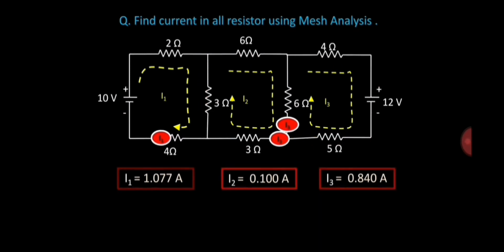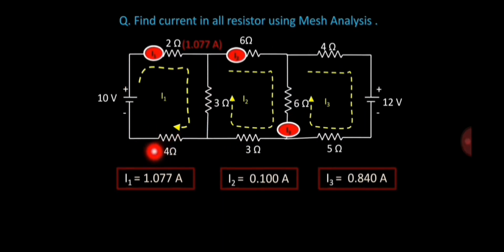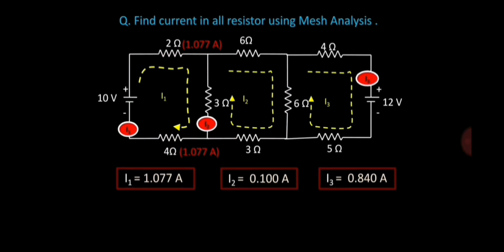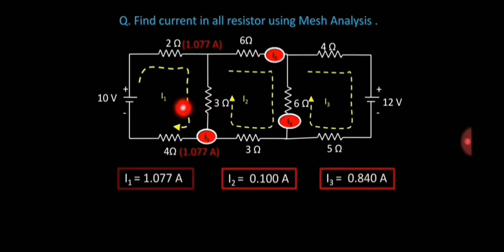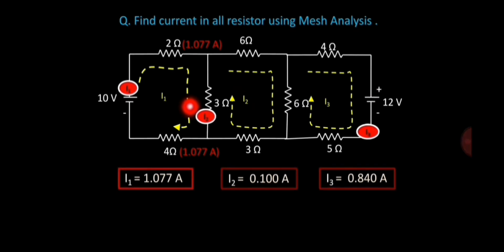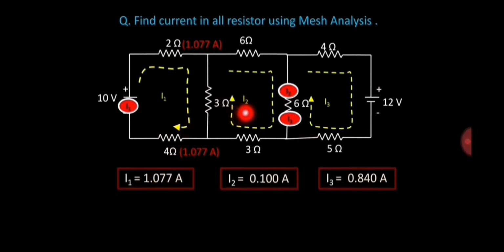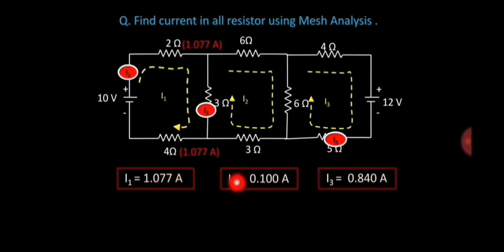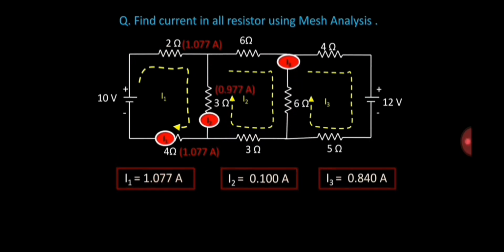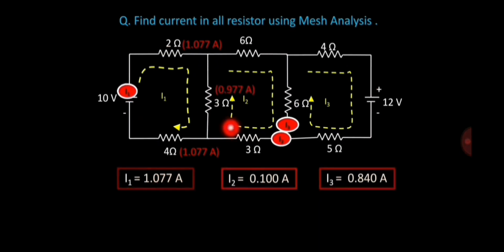That's all positive. So we can therefore find individual currents in every resistor. For instance, in the 2 ohm we'll have 1.077 amperes through the 2 ohm resistance. Through the 3 ohm resistance you will have I1 minus I2. So I1 minus I2 gives the current passing through the 3 ohm resistor, therefore we'll have it as 0.977 amperes if you subtract.